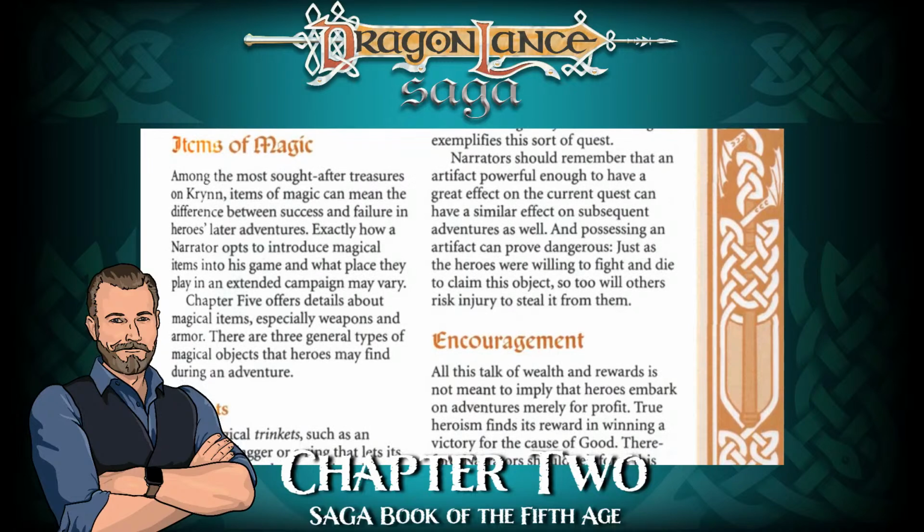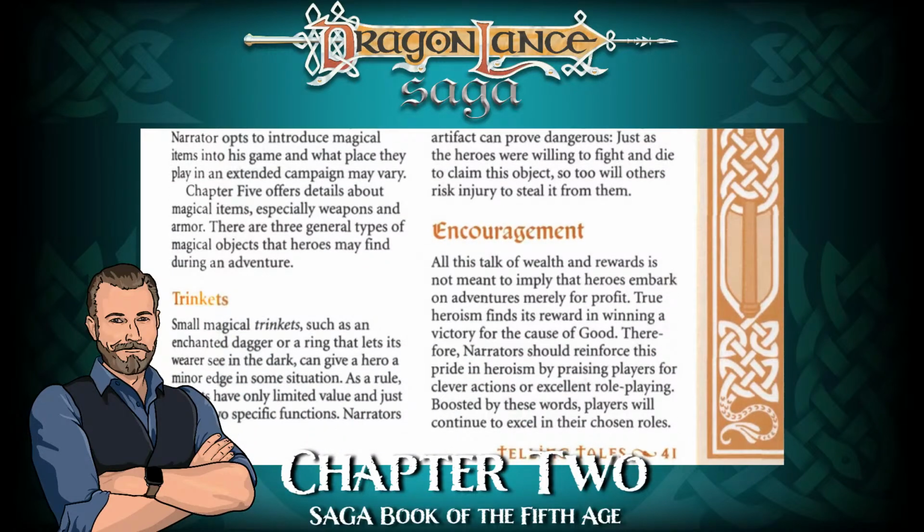Items of magic. Among the most sought-after treasures on Krynn, items of magic can mean the difference between success and failure in a hero's later adventures. Exactly how a narrator opts to introduce magical items into his game and what place they play in an extended campaign may vary. Chapter 5 offers details about magic items, especially weapons and armor. There are three general types of magical objects that the heroes may find during an adventure.